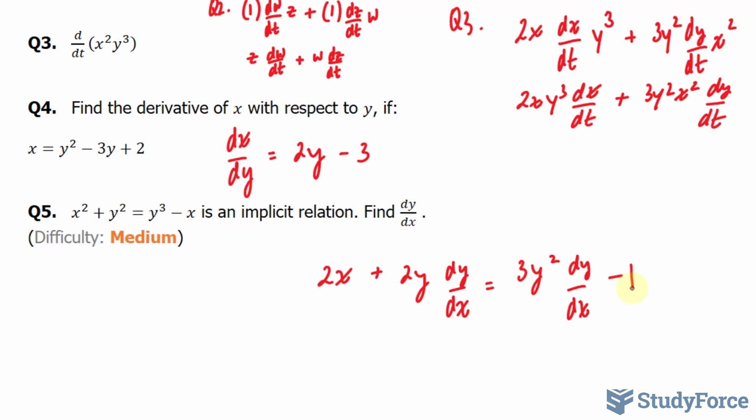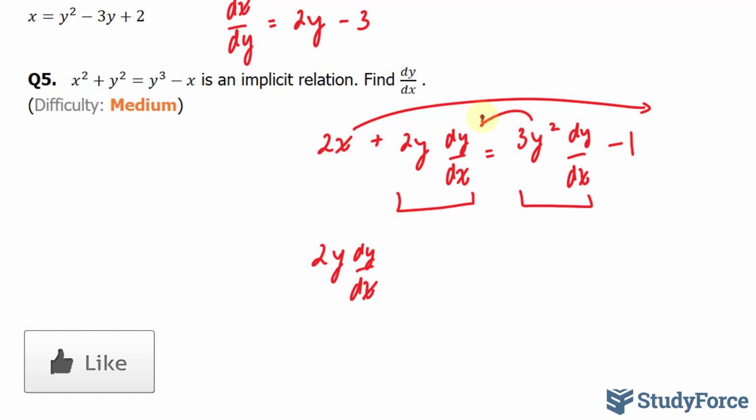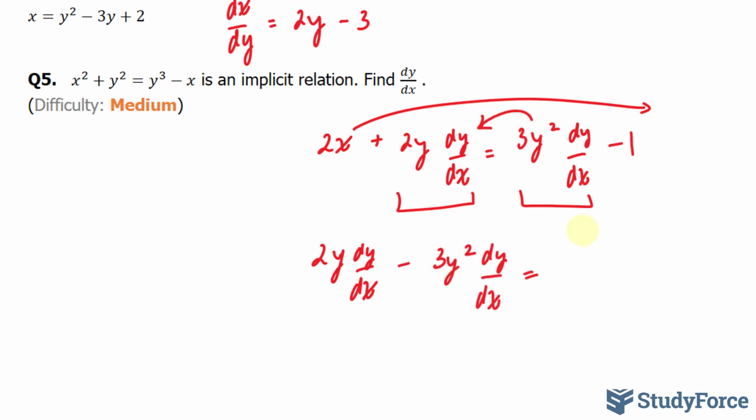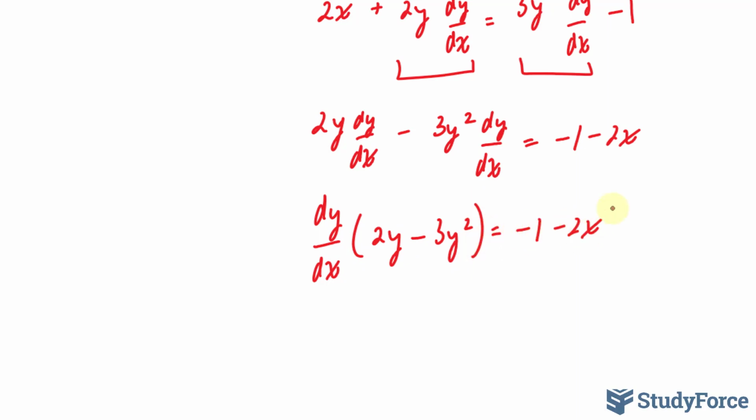What we can do next is group like terms together. Take a look. We can group this and group this together and bring that over to the other side, where we get 2y dy over dx. That's this part. Bringing that over makes it negative. And over here on the right side we have negative 1 minus 2x. We can factor out the dy over dx, leaving us with 2y minus 3y squared is equal to negative 1 minus 2x.